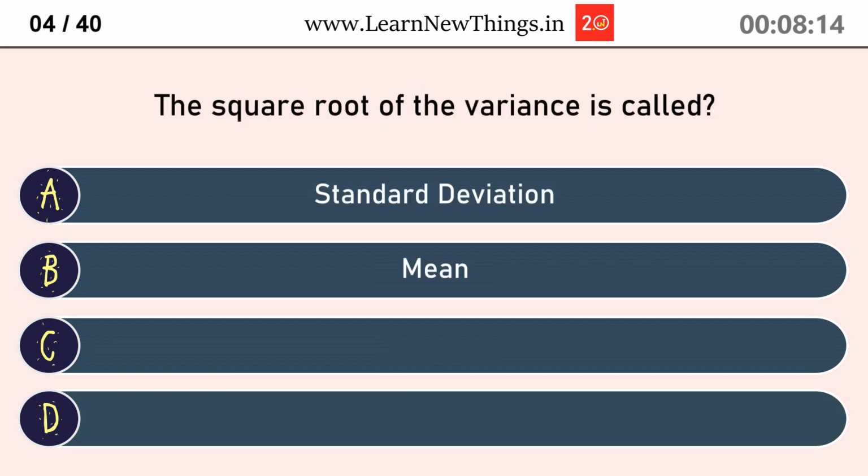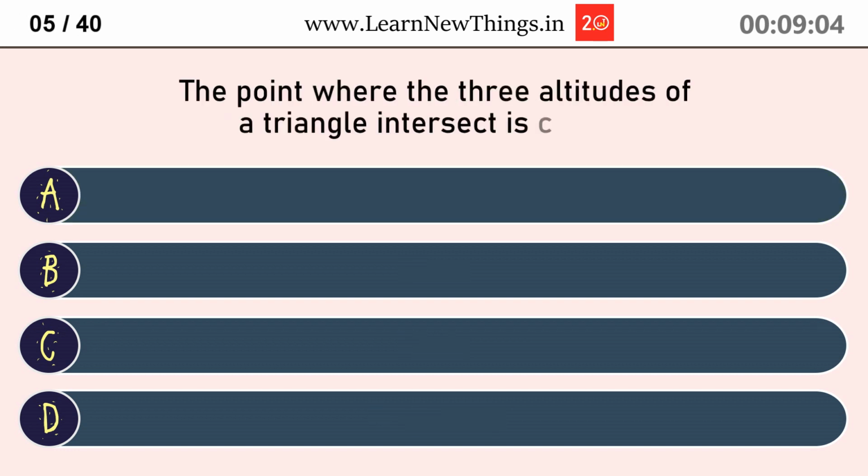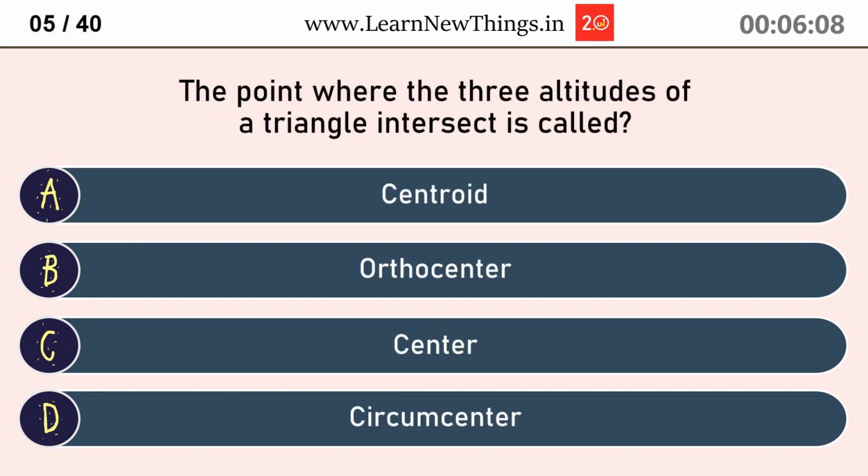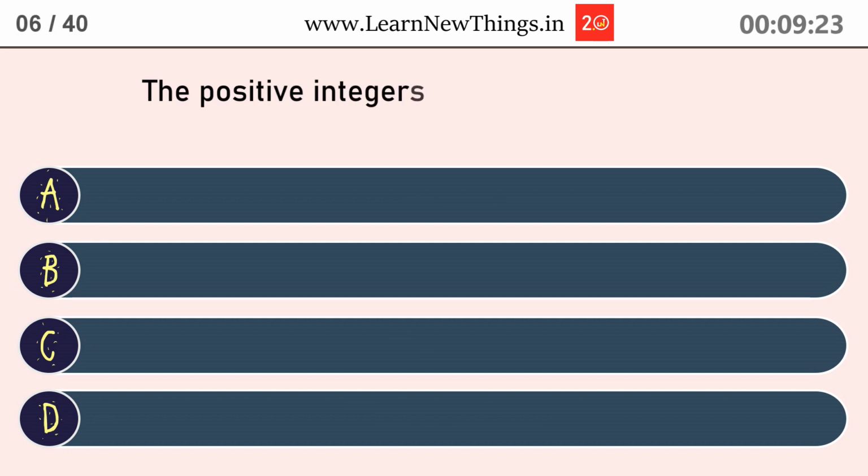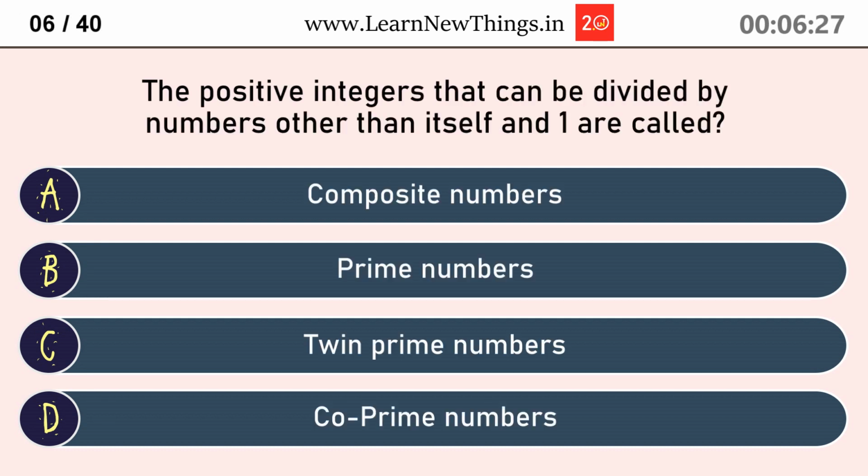The square root of the variance is called standard deviation. The point where the three altitudes of a triangle intersect is called orthocenter. The positive integers that can be divided by numbers other than itself and 1 are called composite numbers.